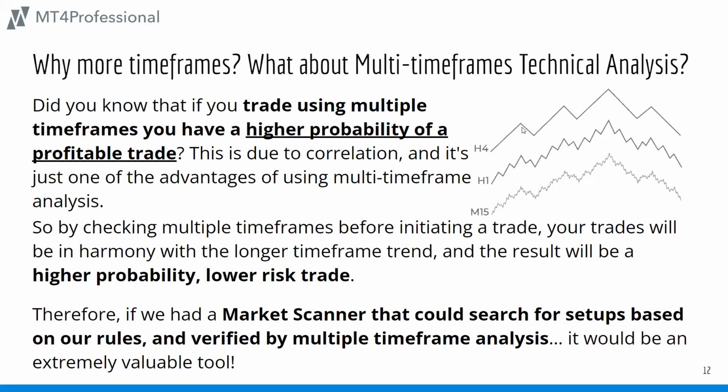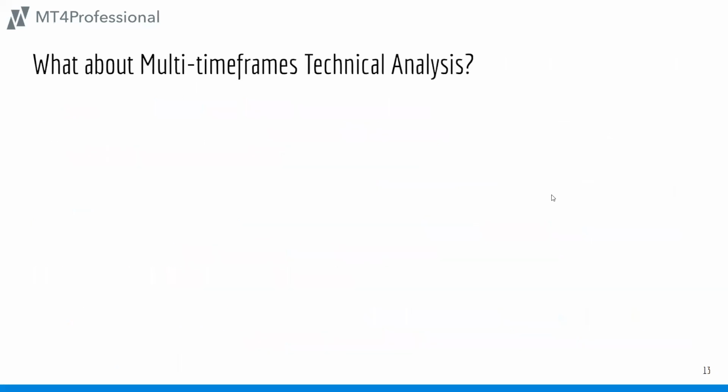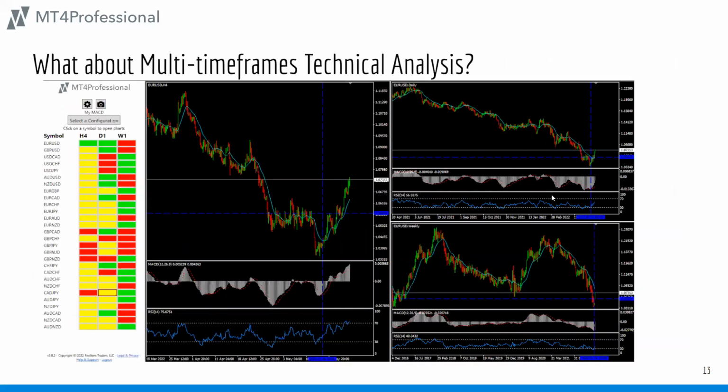Once the longer term trend starts to correct, then you know that the corrections are now in vogue and not the longer term. So if you had a market scanner that could search for your setups based on your rules, identify those things, and then verify them using multiple time frame analysis, again, that would be an extremely valuable tool. So let's look at one more example. Here is a 4-hour chart, a daily and a weekly.